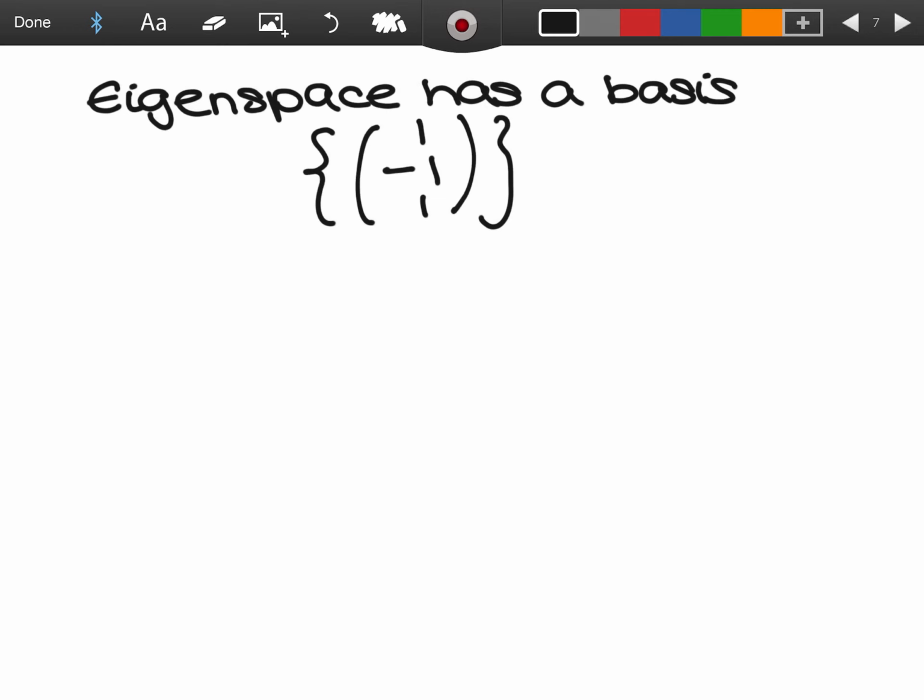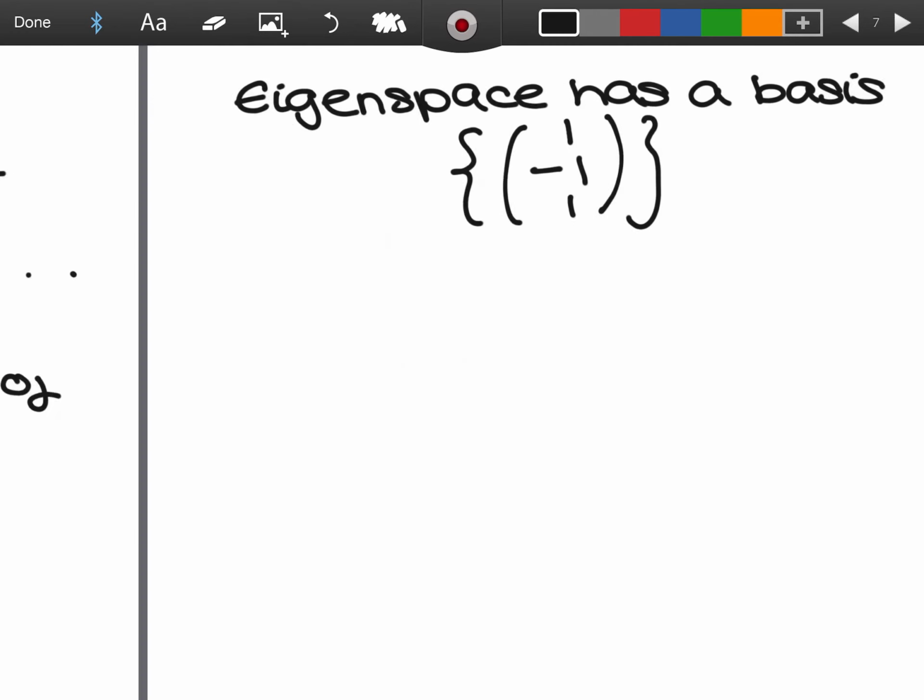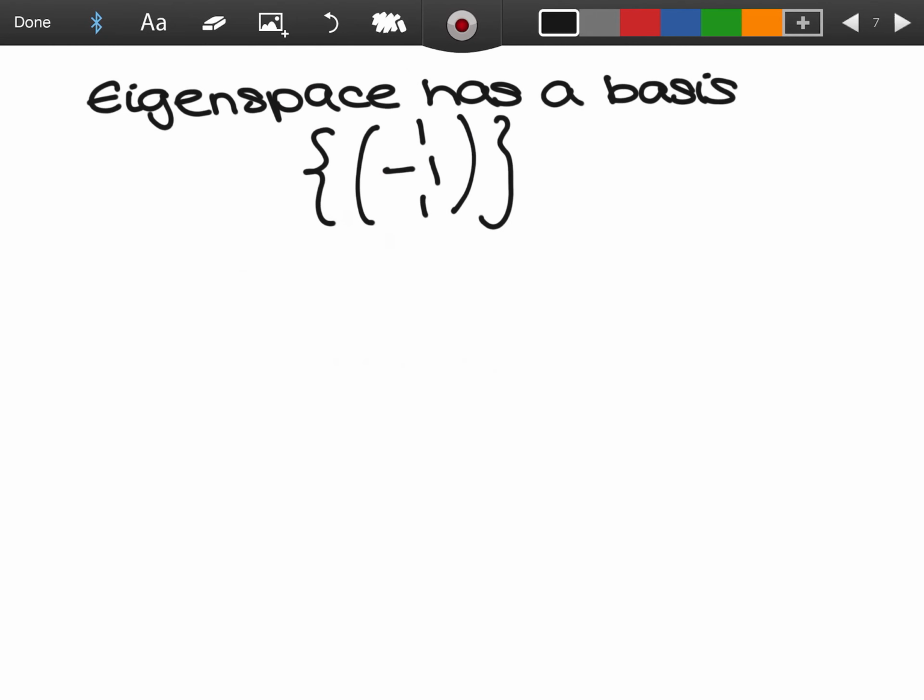So when you write the eigenspace, you will always say that the eigenspace has a basis of those vectors. So if you have more vectors over here, they would also be included in your basis of the eigenspace of A.